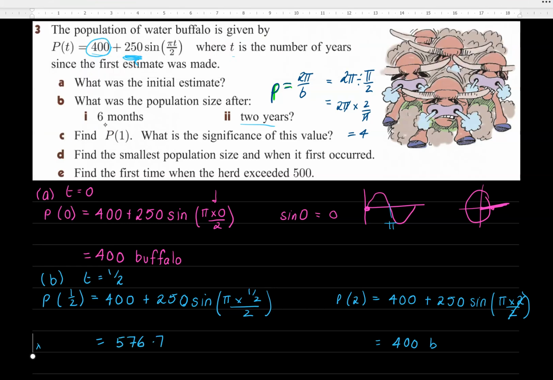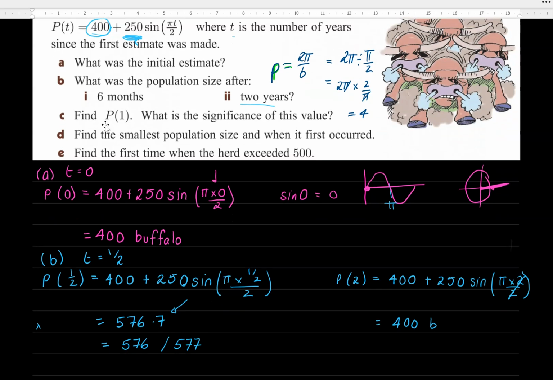Now, you know, this is where you can have a little bit of a debate. How do you round? Are you going to round up because maybe this is a buffalo that's about to give birth, or are you going to say no, it's the actual number that we have? So it's up to you whether you want to put 576 or 577. I guess we could have that debate in class, but I'm okay.